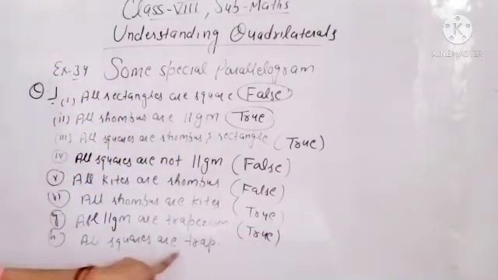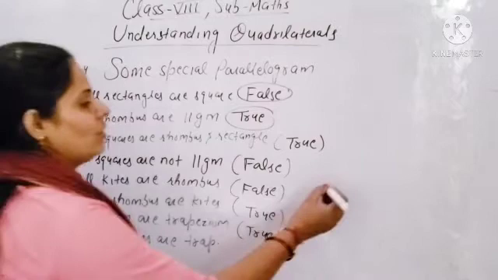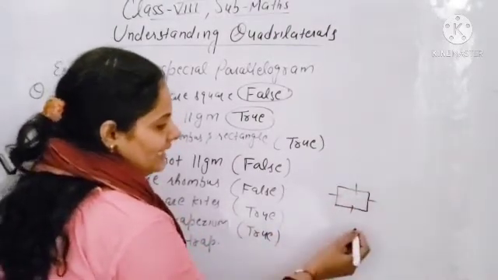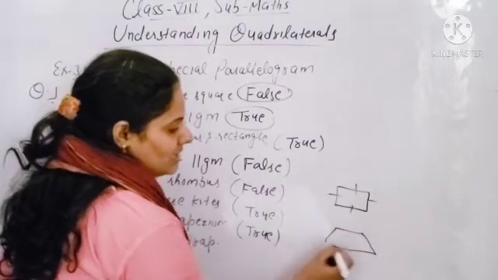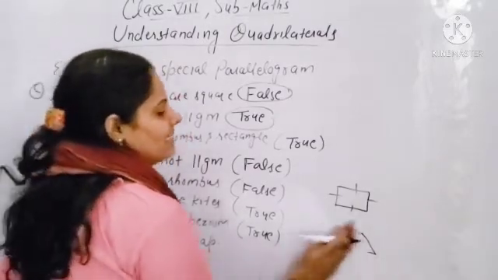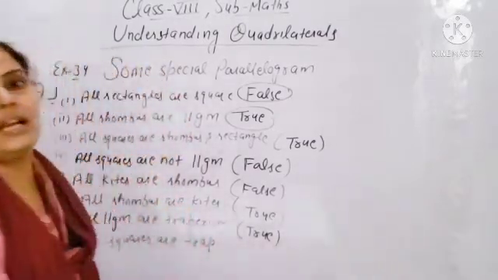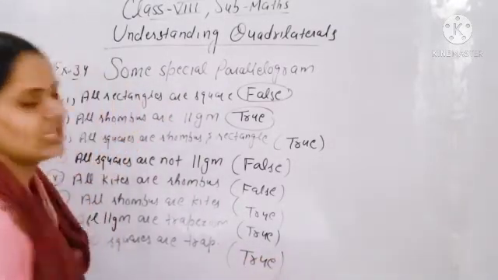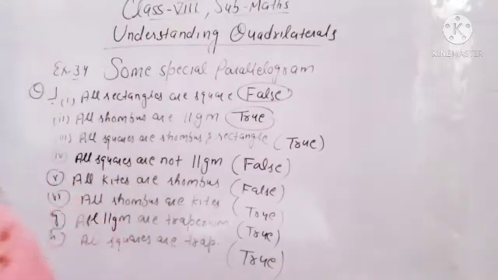Clear? Next, all the squares are trapezium. Yes, because in squares also opposite sides are equal and parallel, so in the trapezium also one pair of opposite sides is parallel. It is satisfying the condition of trapezium also. So this is also a true statement. Clear all of you?